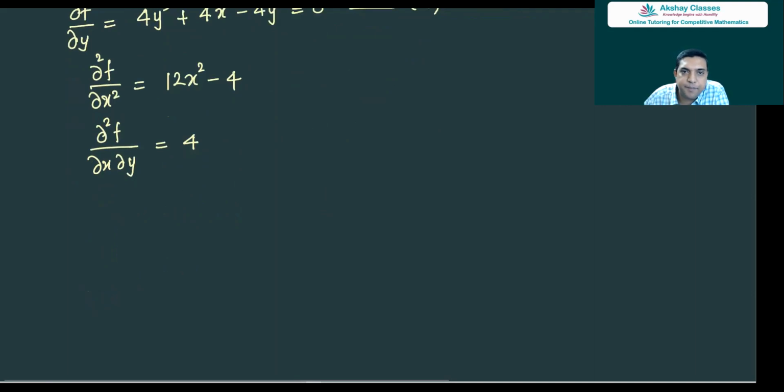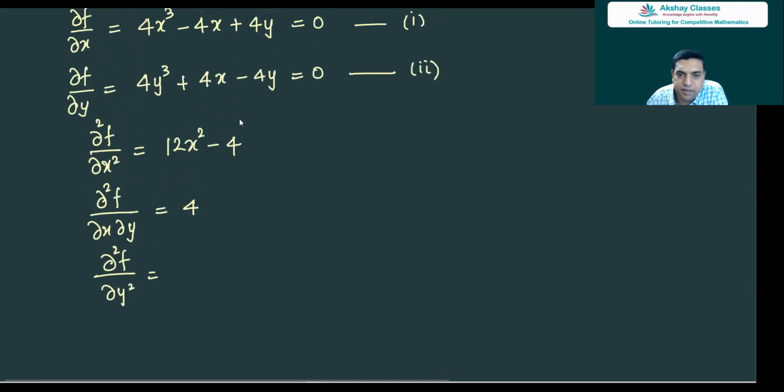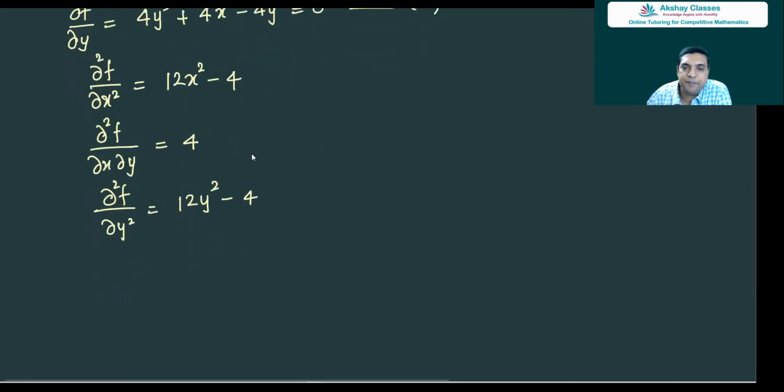And then dou square f by dou y square, we get 12y square minus 4. Now, let us consider the first stationary point, 0, 0.